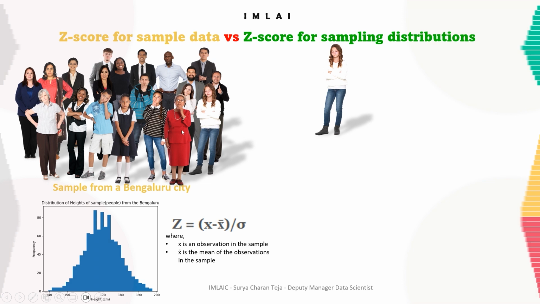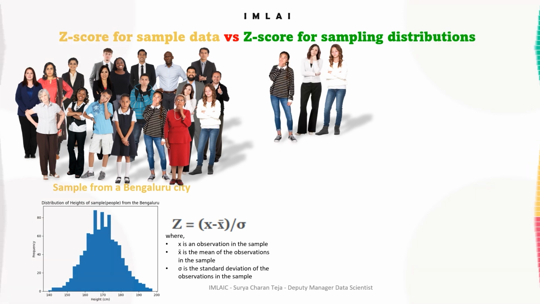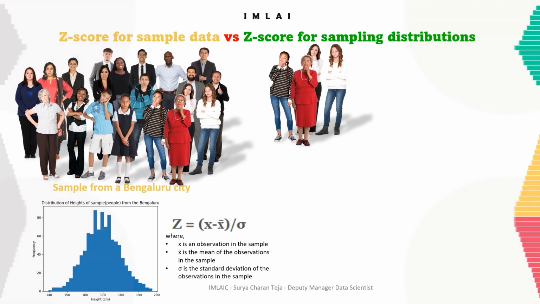So if you take, guys, let's say the average height is 170 centimeters and this girl's height is 140 centimeters. So 140 centimeters minus the mean height of this sample group, 170 centimeters. So 140 minus 170 divided by, if the standard deviation between each element is 10, then 140 minus 170 divided by 10. So sigma is the standard deviation of the observations in the sample. Okay, this is how we calculate a z-score for a sample.